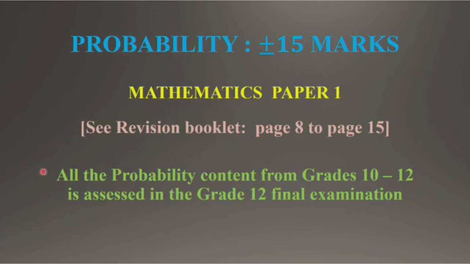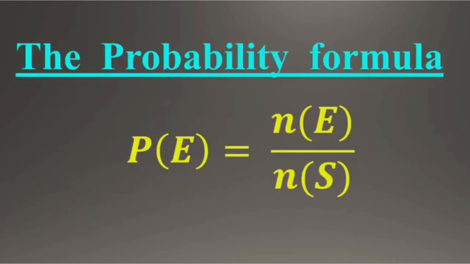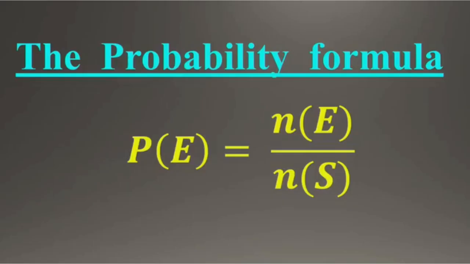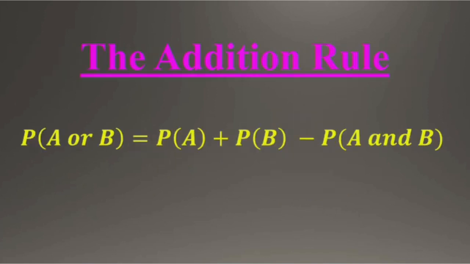Now, please note that all the probability content from grades 10 through to 12 will be assessed in the grade 12 final examination. Moving on, we are going to do a quick preview and revision of the various concepts that you have learned over the years. Firstly, you may recognize the probability formula. The probability of an event occurring, that's P of E, is equal to the number of times that event occurs divided by the number of times in the sample space, or the total.